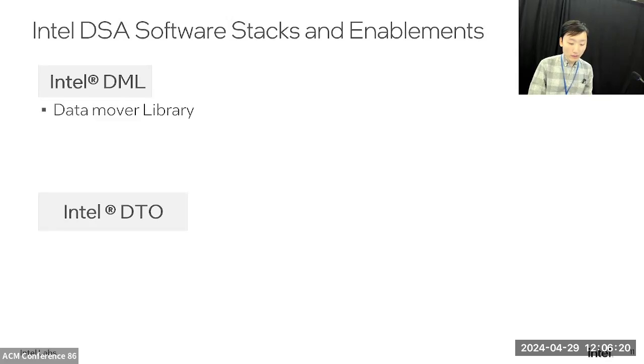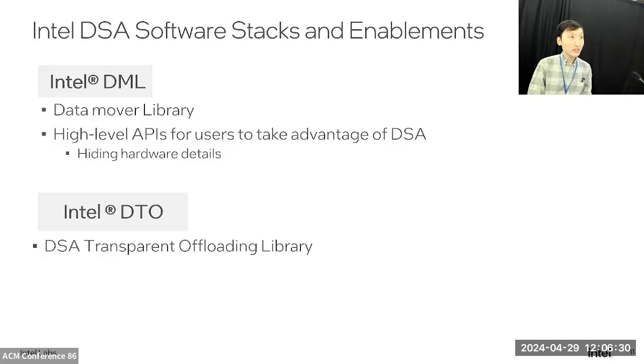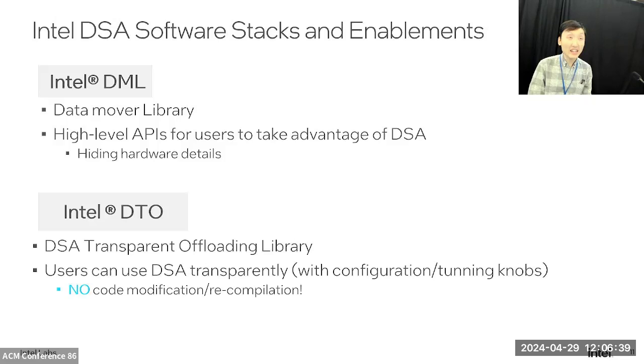DML stands for Data Mover Library. It provides a set of high-level APIs for the user, hiding the low-level DSA hardware details. DTO is DSA Transparent Offloading Library. It intercepts the default system functions like memory copy and replaces them with the corresponding DSA functions adaptively. Users don't even need to recompile their program.